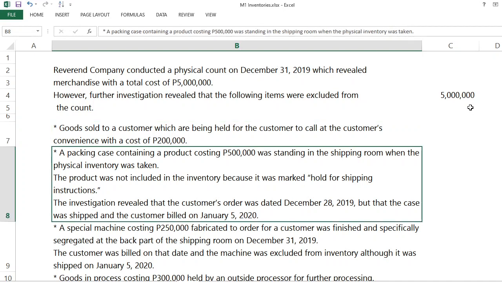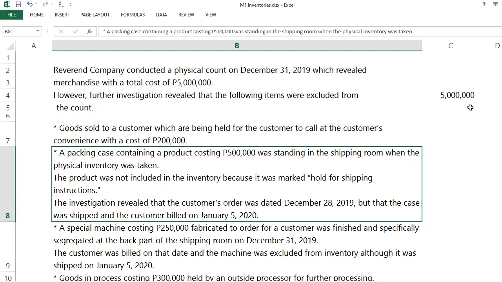Next, a packing case containing a product costing 500,000 was standing in the shipping room. It was in the shipping room, not in the warehouse, so basically we did not count it. The product was not included because it was marked hold for shipping instructions. Here we go again. You can take note of these terms for the next time: customer call, buyer; special order, buyer; segregated, buyer; goods held for consignment, buyer. Next, hold for shipping instructions.